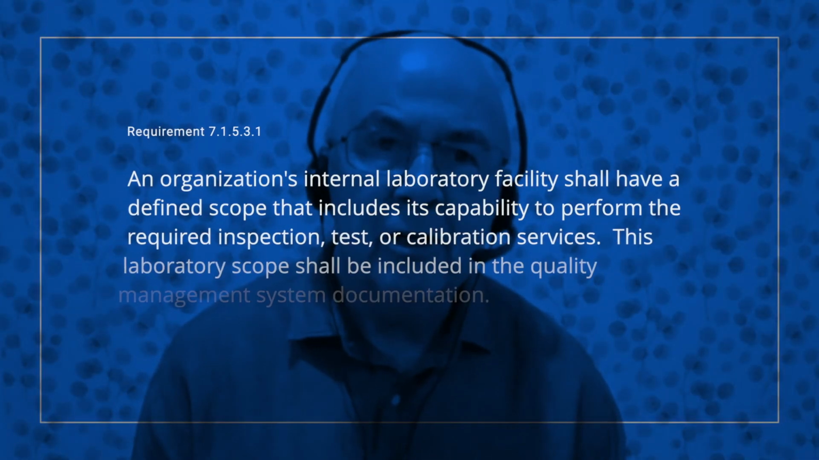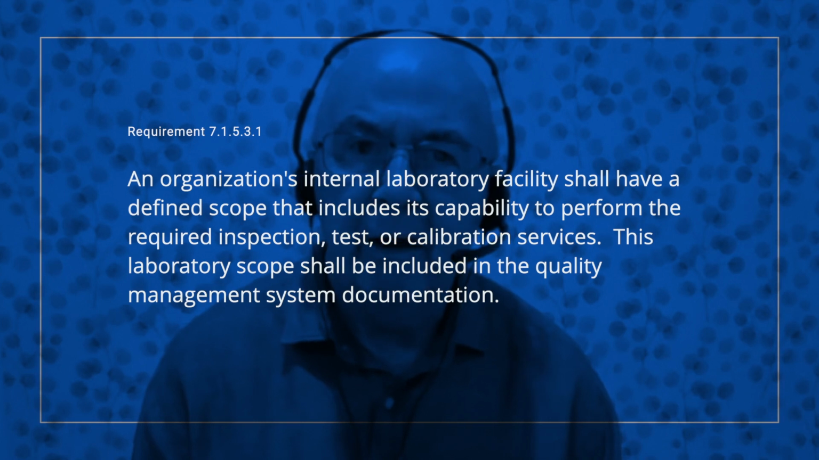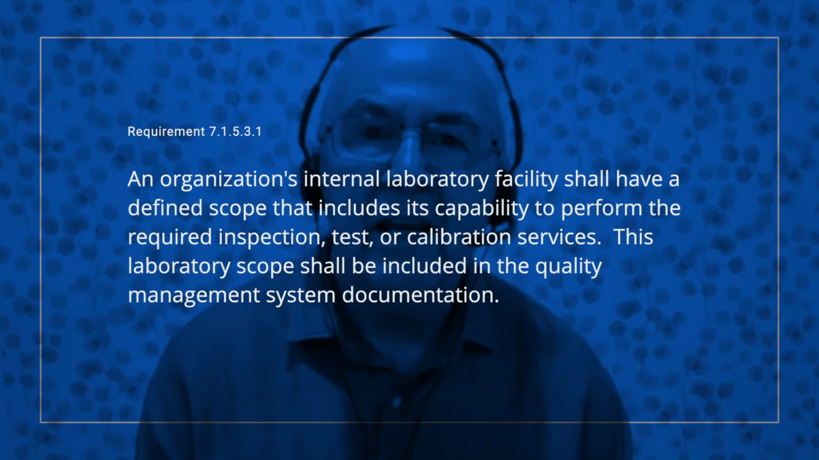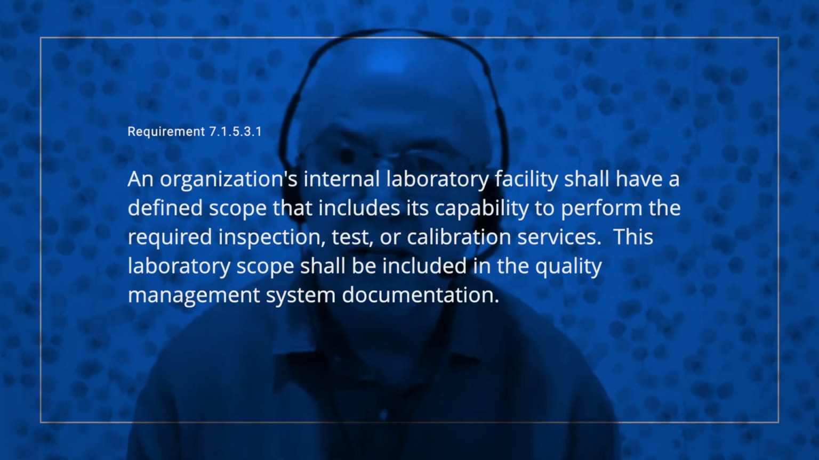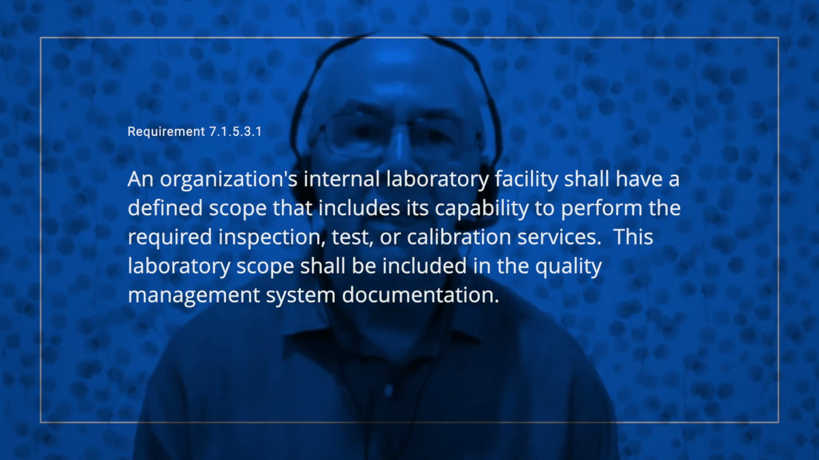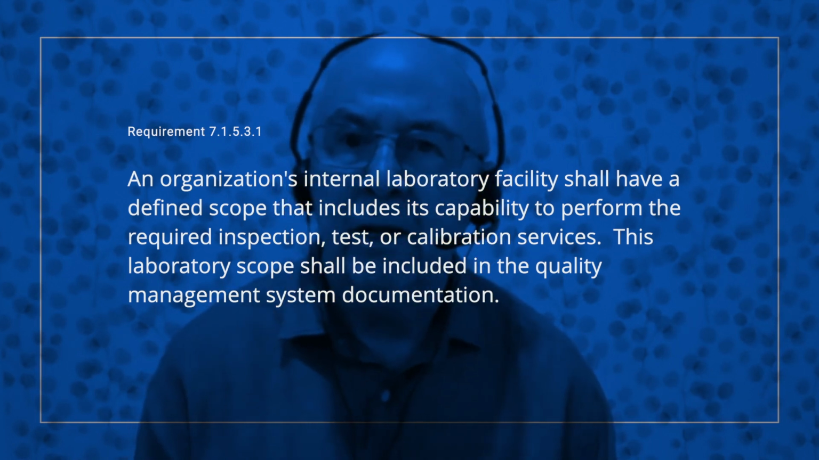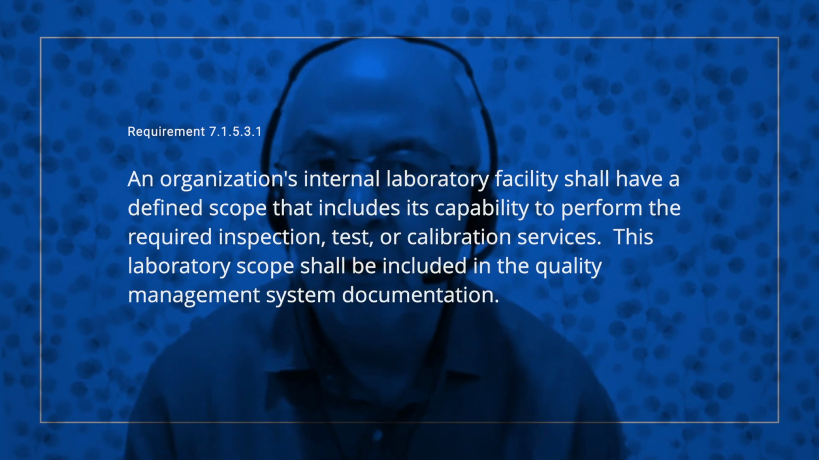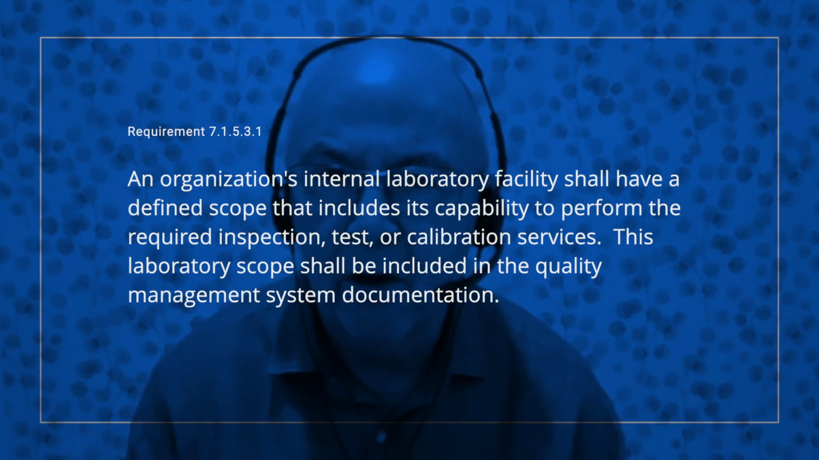The minimum content of a lab scope is defined in IATF 16949, internal laboratory 7.1.5.3.1, which states, an organization's internal laboratory facility shall have a defined laboratory scope that includes its capability to perform the required inspection, test, or calibration services. The laboratory scope shall be included in the quality management system documentation.